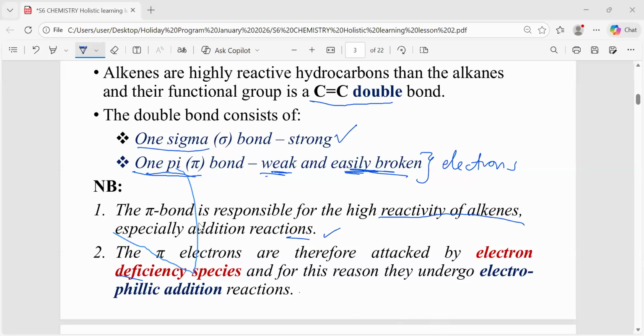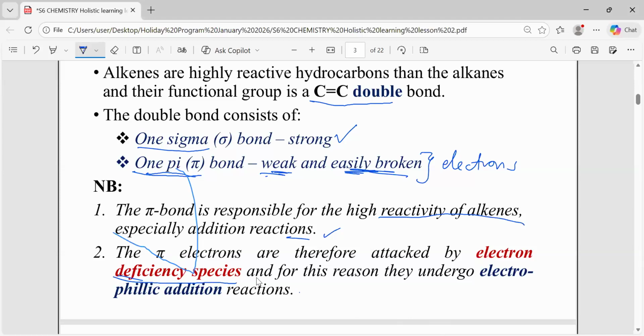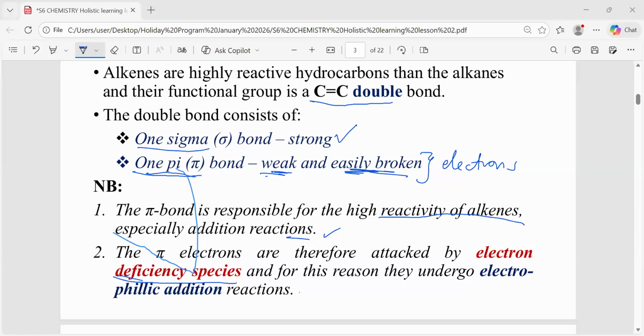I would like to ask one question. Which name is given to electron deficient species? Electron deficient species. Anita's hand is up. Yes, Anita? Anita, you can unmute. Excuse me, sir. Yes, please.